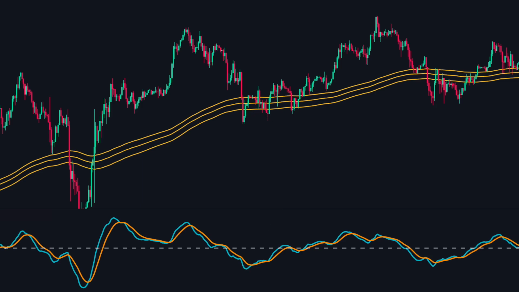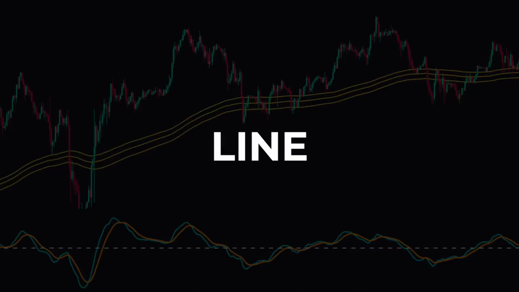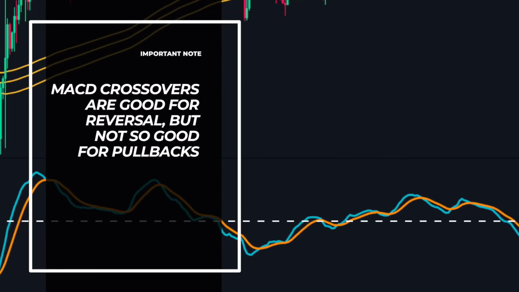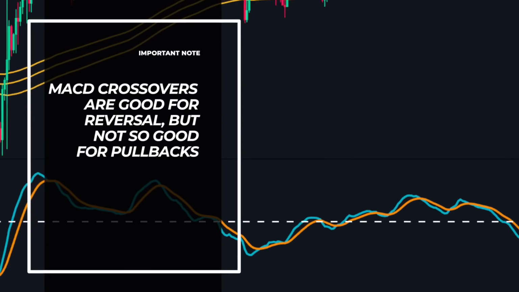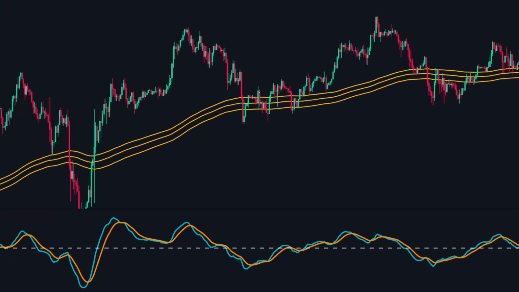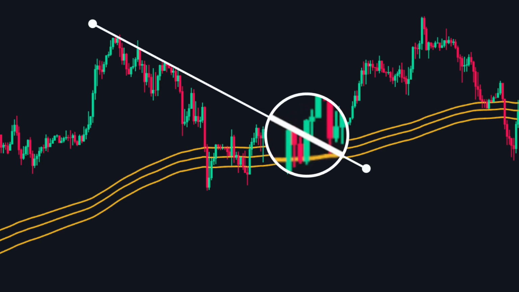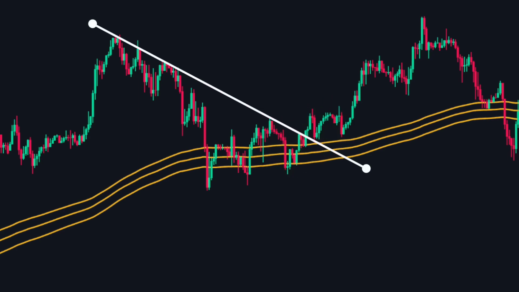For our entry, we will not use the MACD line crossover. MACD crossovers are good for reversals, but they are not so good for pullbacks. Most of the time, they will provide a late entry in pullbacks. For a better entry, we will create a short-term trend line on the pullback and enter on its breakout. As you can see, the price made a strong up move after our entry.